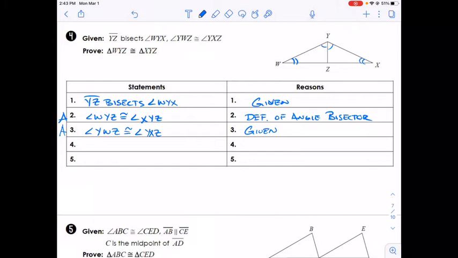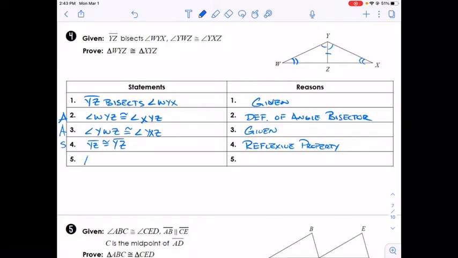Okay, so we're looking for one other reason here, and we know that YZ is congruent to itself, so we can say YZ congruent to YZ. And because it's not overlapping or flipped triangles here, it's going to be the same order, YZ congruent to YZ, and therefore the reason is reflexive. So we'll mark that up here. We got this line congruent to itself. That gives us a side.